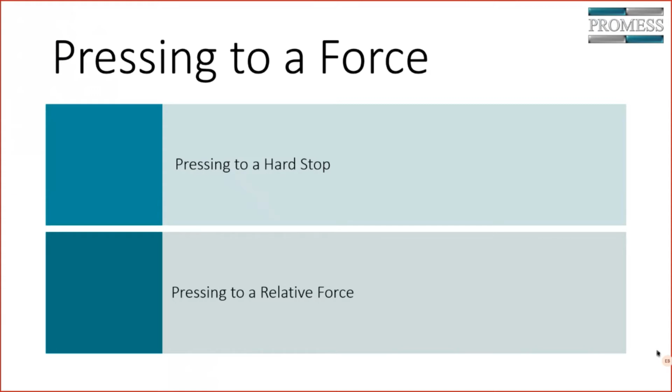Many applications require a certain force to be met to ensure that the part was properly seated in the housing. To do this requires real-time feedback and control. The system must take into account force sensors in real time and control the process of the press until the desired force is met. A few methods of this are pressing to a hard stop or pressing to a relative force.